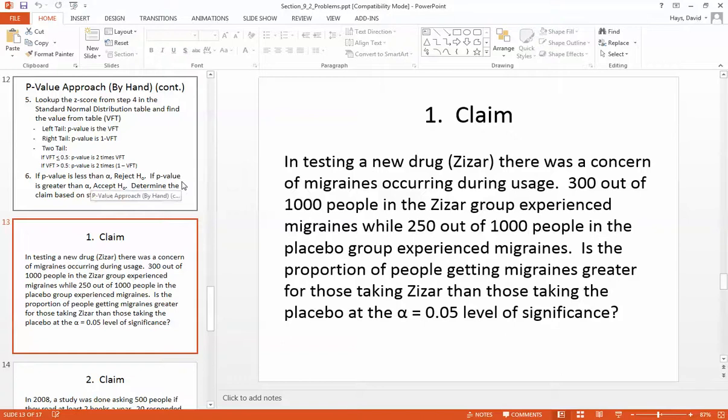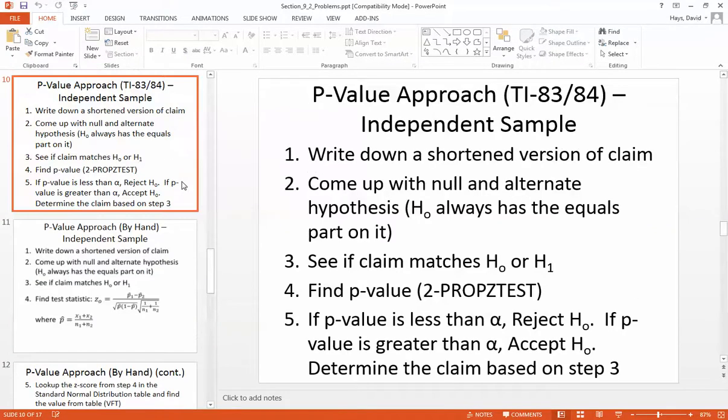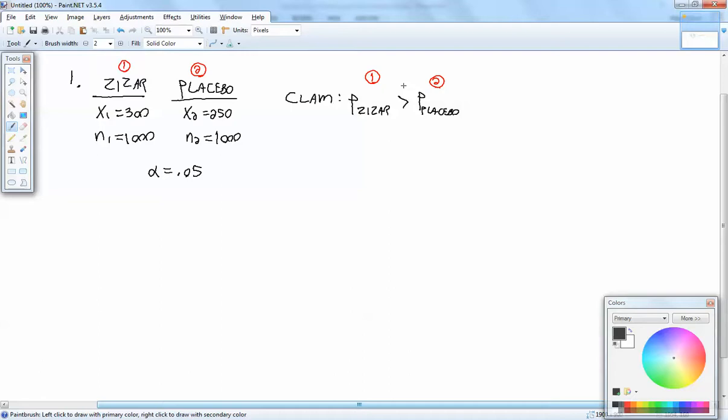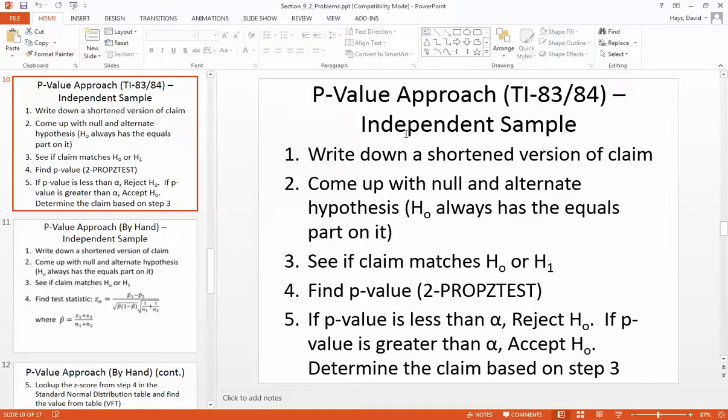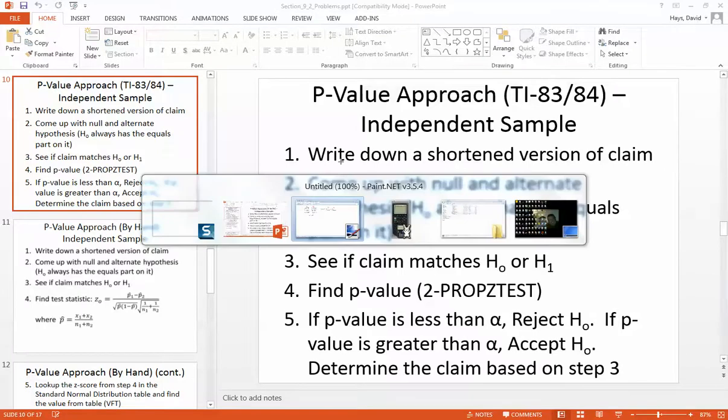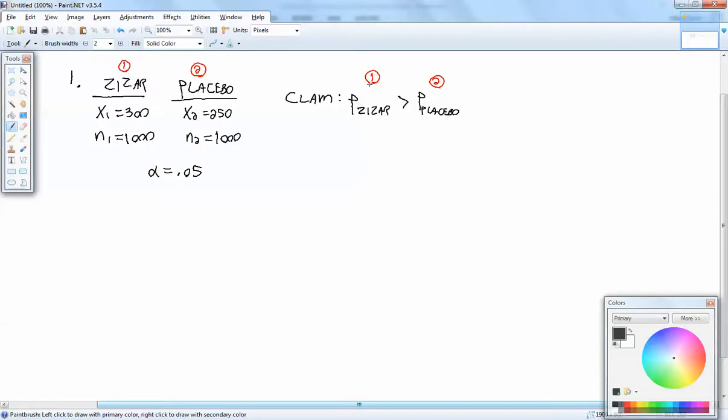And if we go back up to our steps, step 1 was write down a shortened version of the claim. Well, we did that. Now keep in mind, I said ZScore here, but we said that was our number 1. So really, this says P1 is greater than P2.